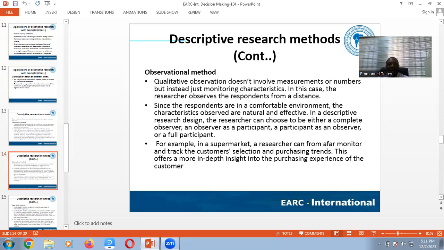For example, in a supermarket, a researcher can come from afar, monitoring and tracking the customers' selection and purchasing strategy. This offers a more in-depth insight into the purchasing experience of customers.